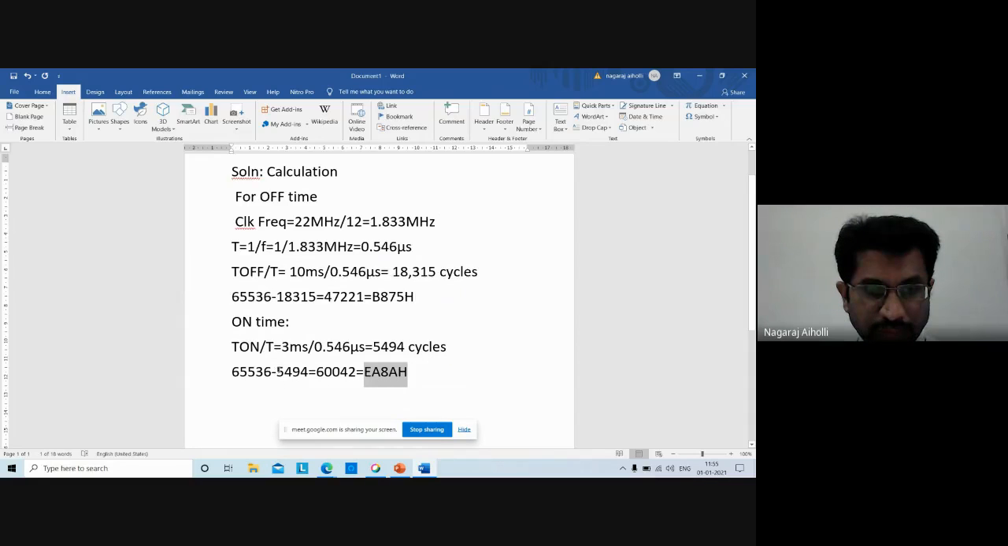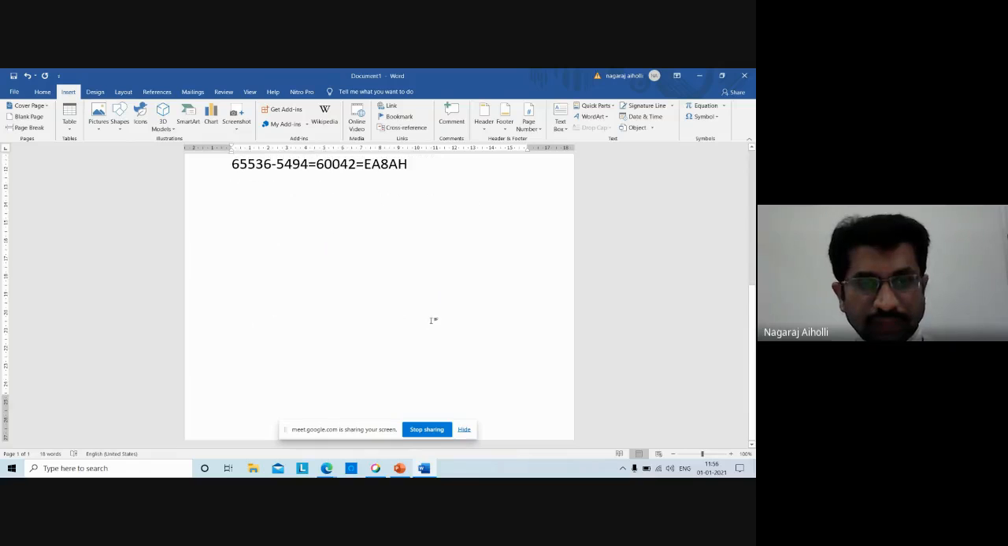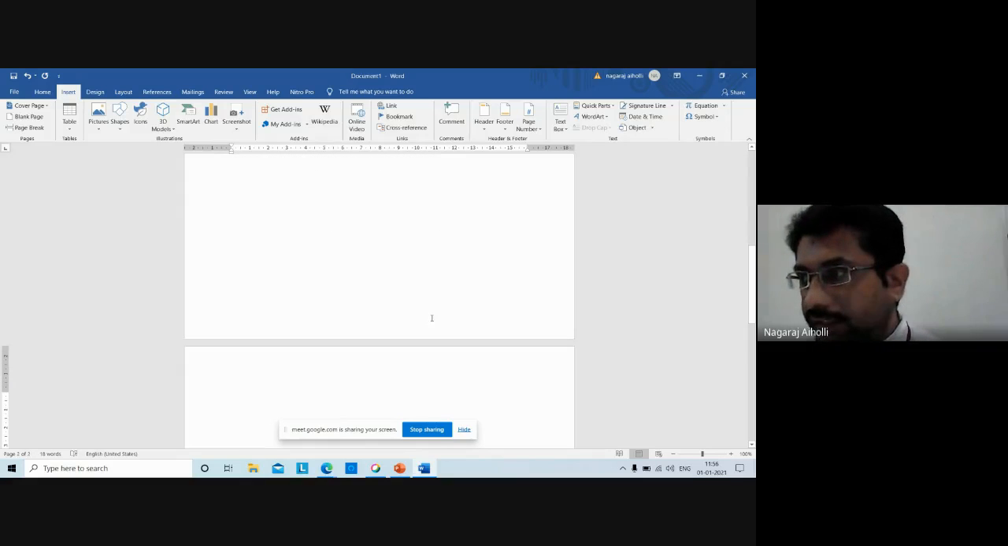So how many counts will it make? It will make a count of 5,494. That's why we have to subtract the number of counts from the maximum value of 65,536 to get the starting value, that is 60,042 or EA8A in hex. Once we have calculated the starting value to be loaded into the timer registers, then we have to write the program with the starting values we have calculated.